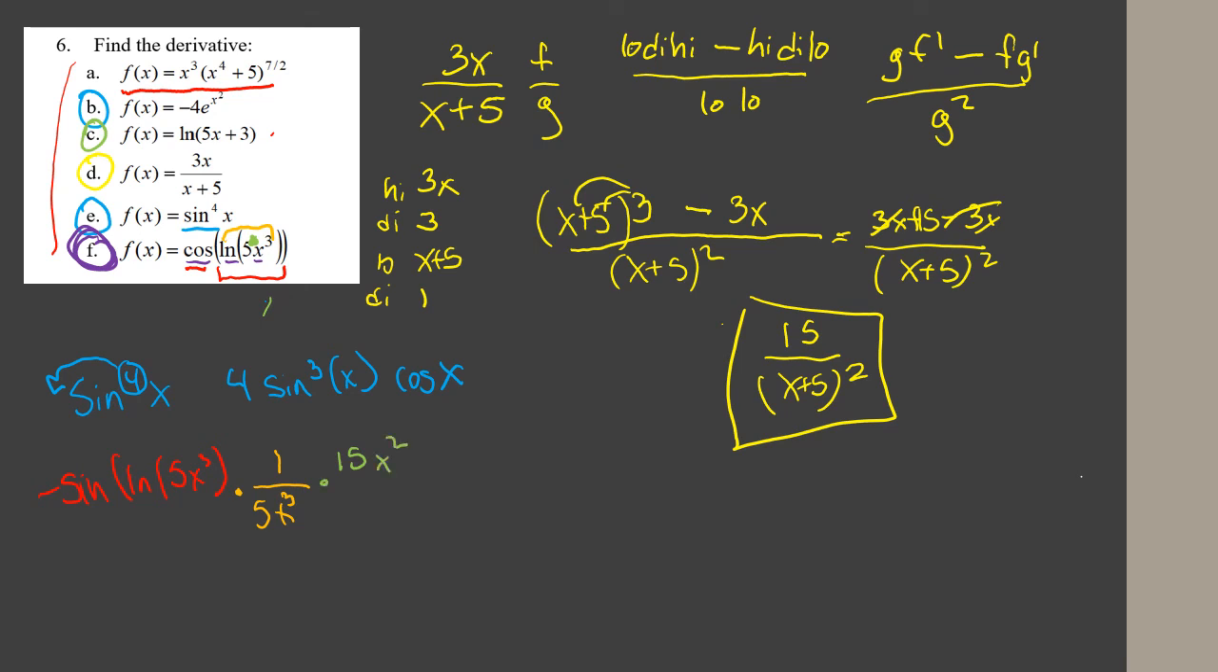And we've got some canceling that we can do here. The 5 and the 15 reduce to 3, and then we have 2 x's in the top and 1 below. So when we combine everything, we have negative 3 sine ln 5x cubed, all that over x.